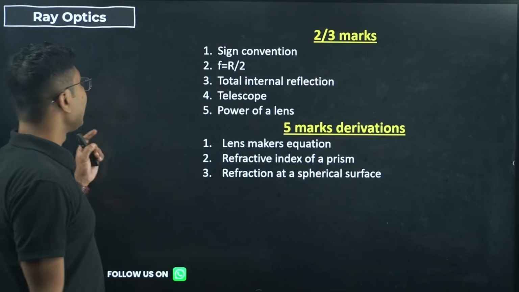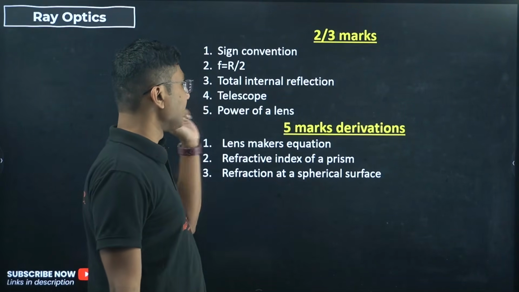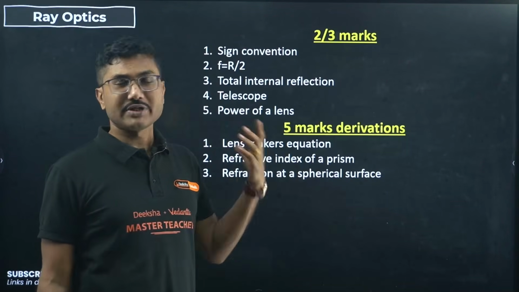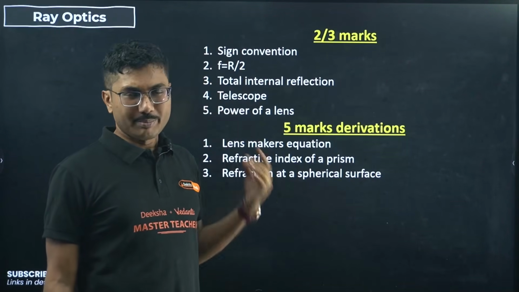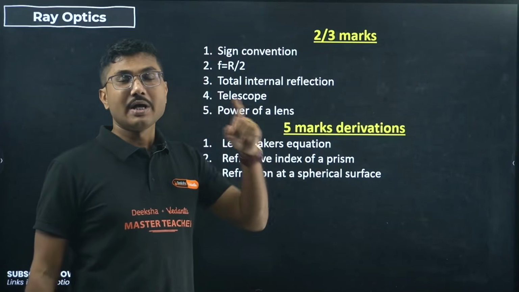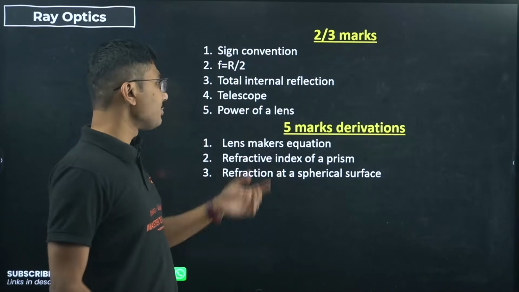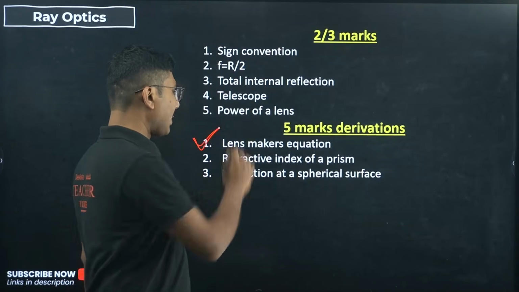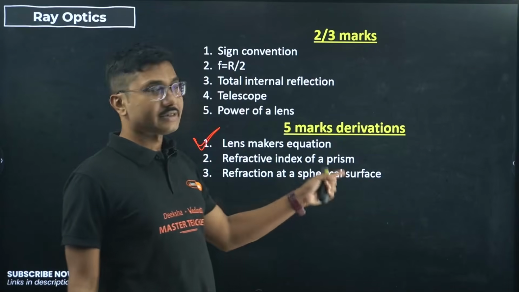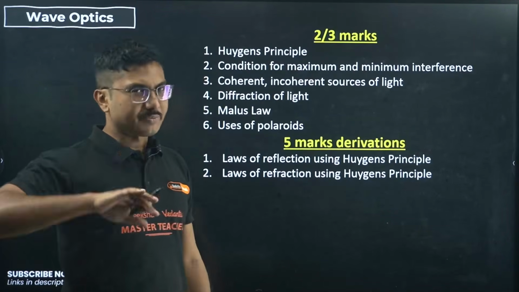Next, ray optics: sign convention, F is equal to R by 2, total internal reflection, telescope, power of a lens. Now, derivations. If you want to practice derivations from this chapter, you are welcome, but there is a small chance that from this chapter derivations will not come this year and a numerical question will come. So, if you want to practice derivations, lens maker's formula is a must, practicing is a must. Refractive index of a prism and refraction at a spherical surface, you can practice these two as well. If you don't get time, just practice numericals.